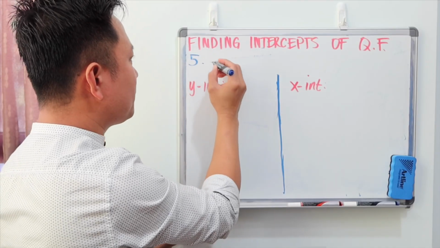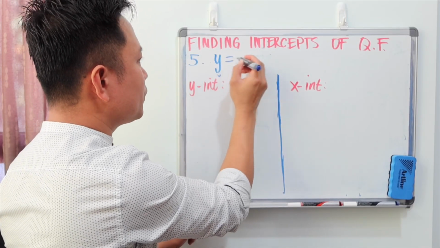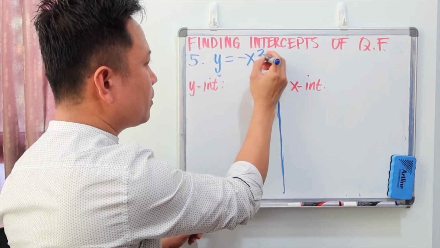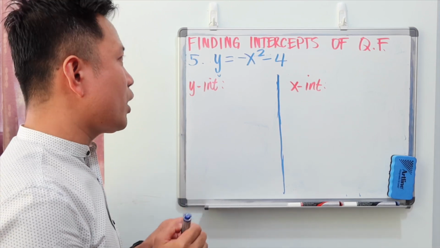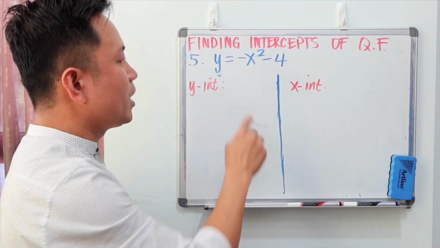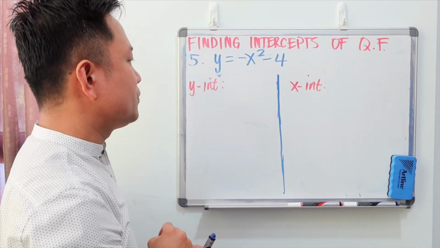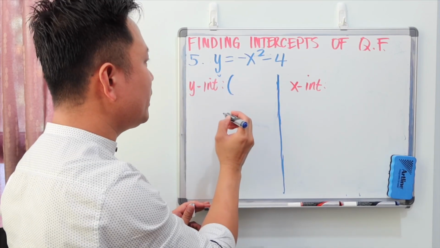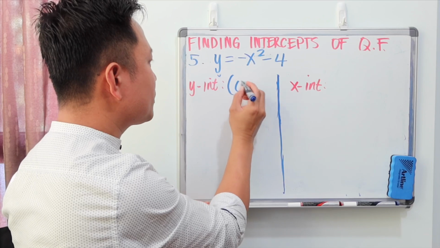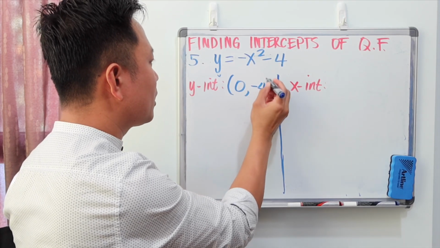Now let's have example number 5. Y is equal to negative x squared minus 4. So in this quadratic function, we know that the parabola is concave downward because a here is negative. Using the same concept, we know that the y-intercept will be at 0, comma, negative 4.